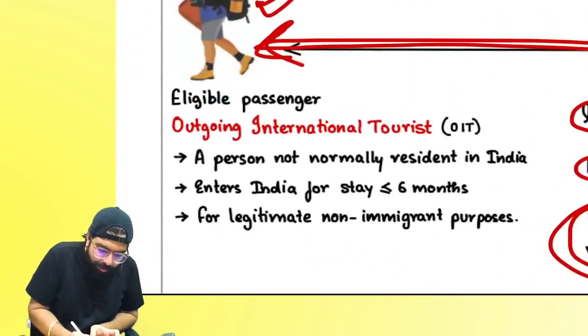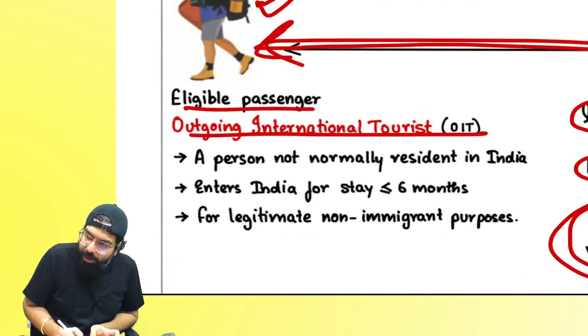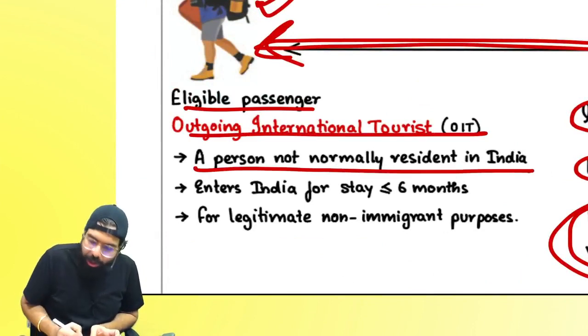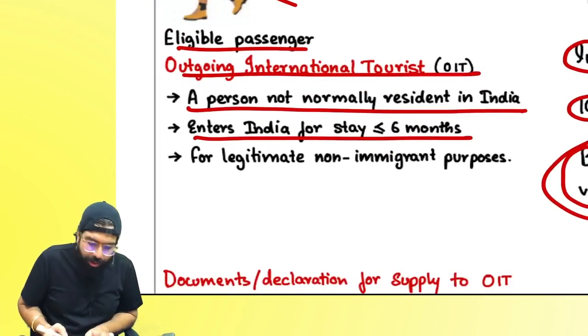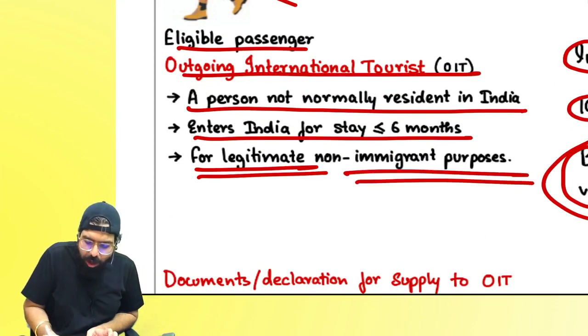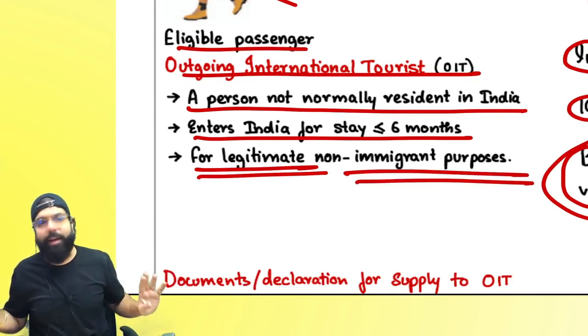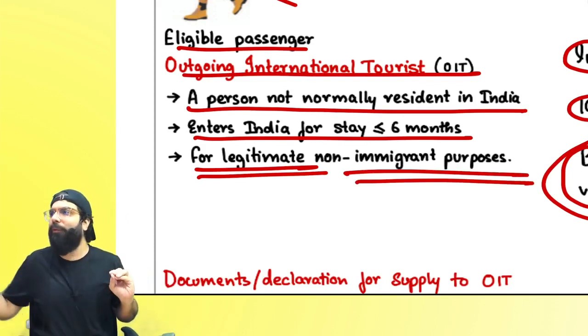Sir, who is an eligible passenger? An outgoing international tourist who has come into India, not a normal resident of India. He has entered India for less than or equal to 6 months for a legitimate non-immigrant purpose. He is not a migrant in India. He has come only for a tour to India and is going from India to outside India.